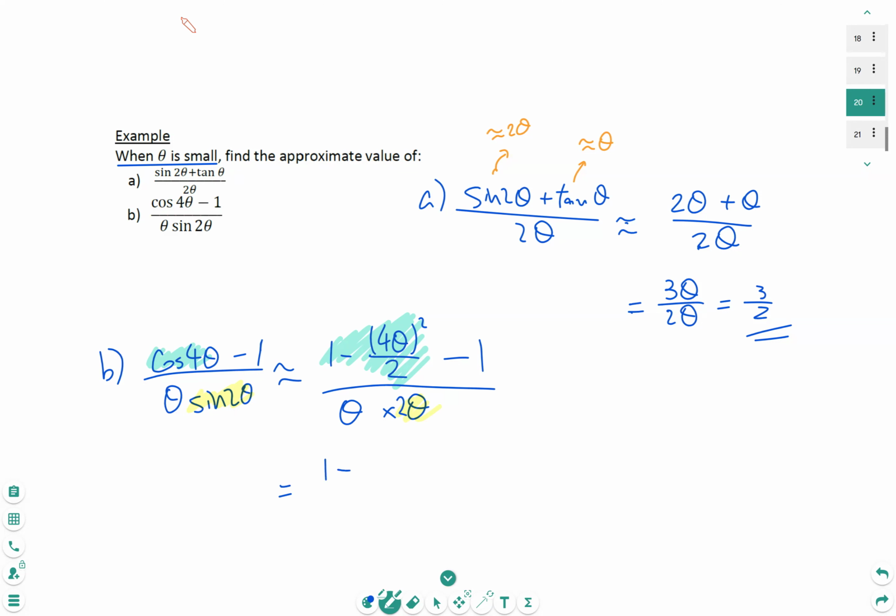So 1 minus 4 theta squared, 16 theta squared divided by 2 is 8 theta squared, minus 1 over theta times 2 theta squared. 1 minus 1 is gone. So negative 8 theta squared divided by 2 theta squared is negative 4. Right? And yeah, that's it. So when theta is small approximation, you just use the formula correctly.